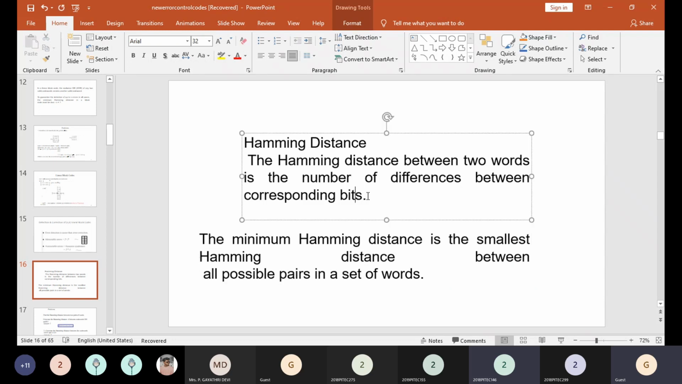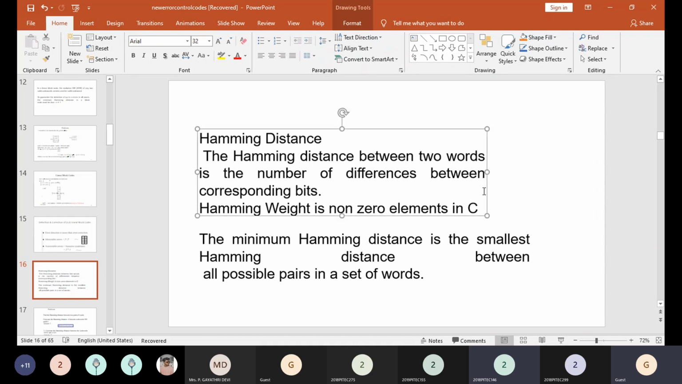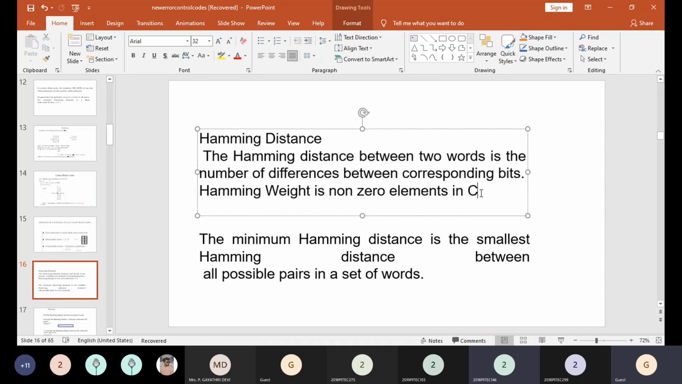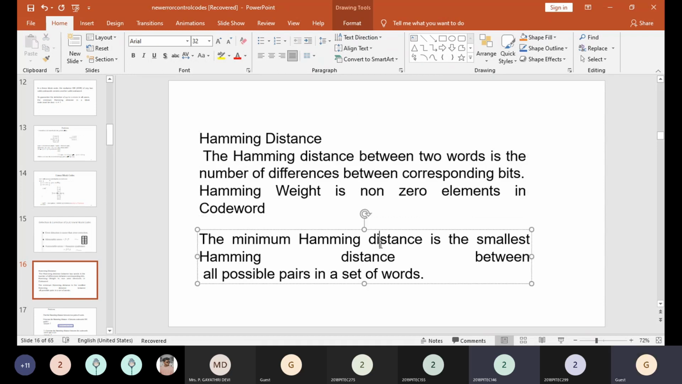Likewise, you can have Hamming weight. Hamming weight is nothing but the number of non-zero elements in the code word. Hamming distance and Hamming weight play a major role in error detection and error correction.